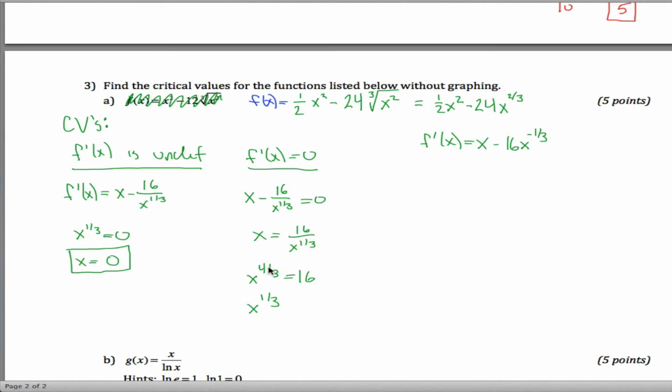The 4th root of x to the 4/3 is x to the 1/3. The 4th root of 16 is plus or minus 2. Now if I cube both sides of the equation, I get plus or minus 8. And so I get 3 critical values: when x equals 0 and when x equals plus or minus 8.